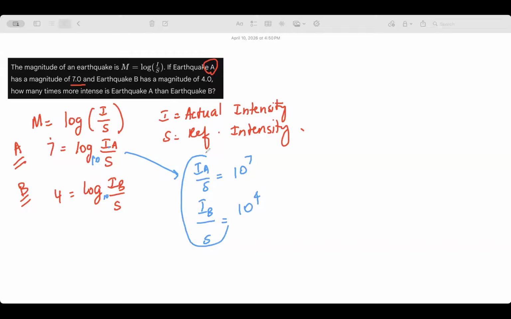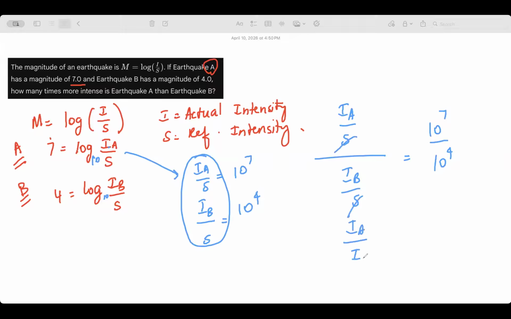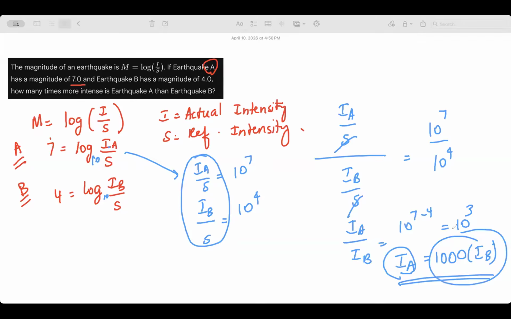Now what do I want? I want the ratio of these two. IA by S divided by IB by S will be equal to 10 power of 7 by 10 power of 4. Now IA by IB will be equal to 10 power of 7 minus 4, 10 power of 3. So IA will be equal to 1000 times IB. That means intensity of earthquake A is 1000 times more than earthquake B.